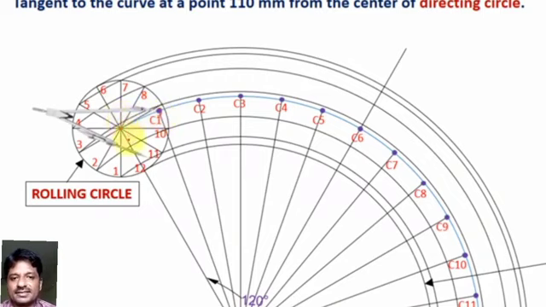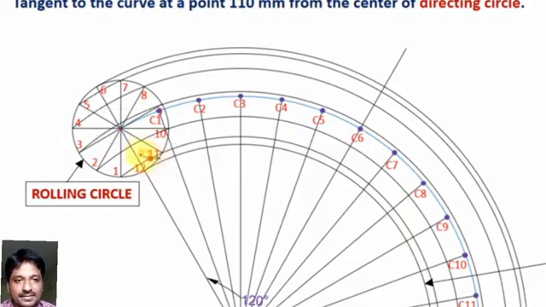Now this point represents C1 to C12. All the intersecting points are marked from C1 to C12. Take the compass and open your compass equivalent to the radius of the rolling circle, which in our present case is 25 mm. And from here, mark an arc over here. It represents the first point P1.